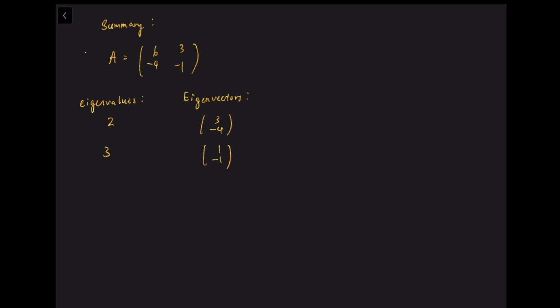So for the summary of results, when the matrix is 2 by 2, let's say 6, negative 4, 3, and negative 1, we have two eigenvalues, which are 2 and 3. And their corresponding eigenvectors are (3, negative 4) and (1, negative 1). For a 3 by 3 matrix that we have seen just now, the eigenvalues are 1, 2, 3, and these are the corresponding eigenvectors.